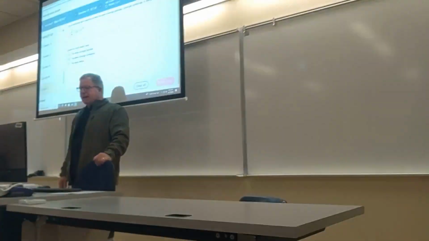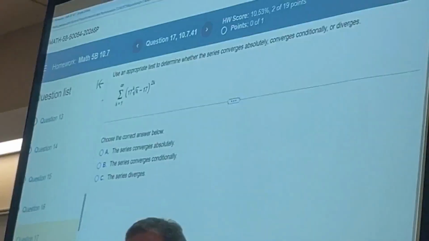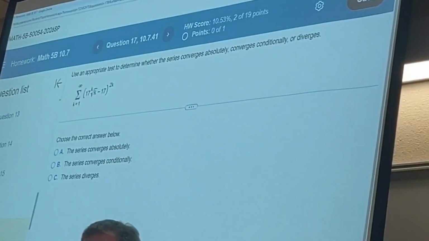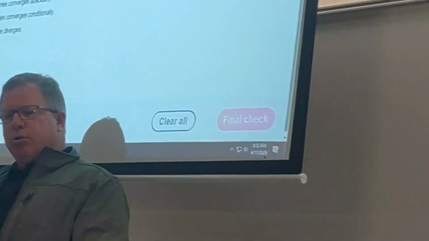Series converges absolutely, converges conditionally, or diverges. And we're in section 10.7, so it's either going to be the root test or the ratio test. I am inclined, there's no guarantee here, to use the ratio test. And the reason why is because of that 17 raised to the k power.